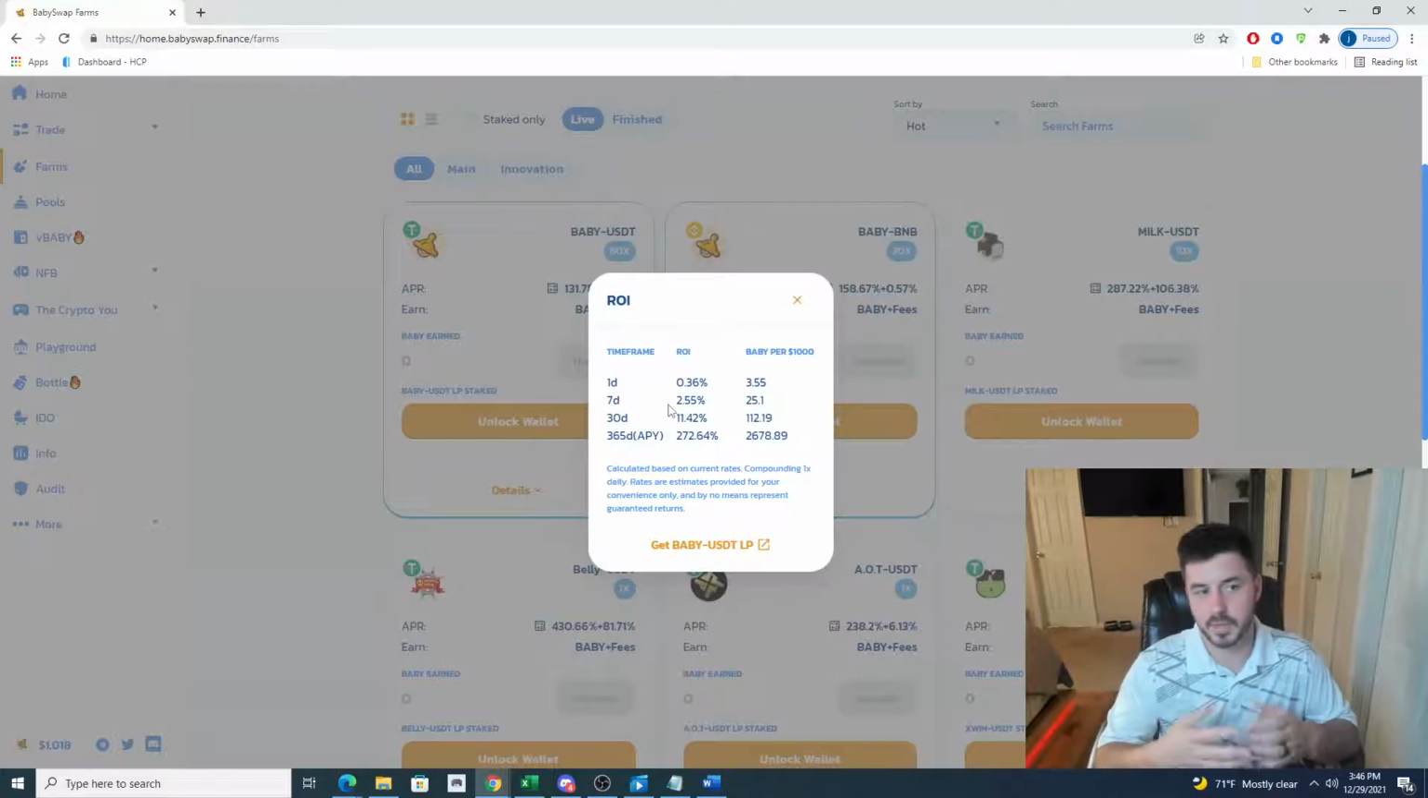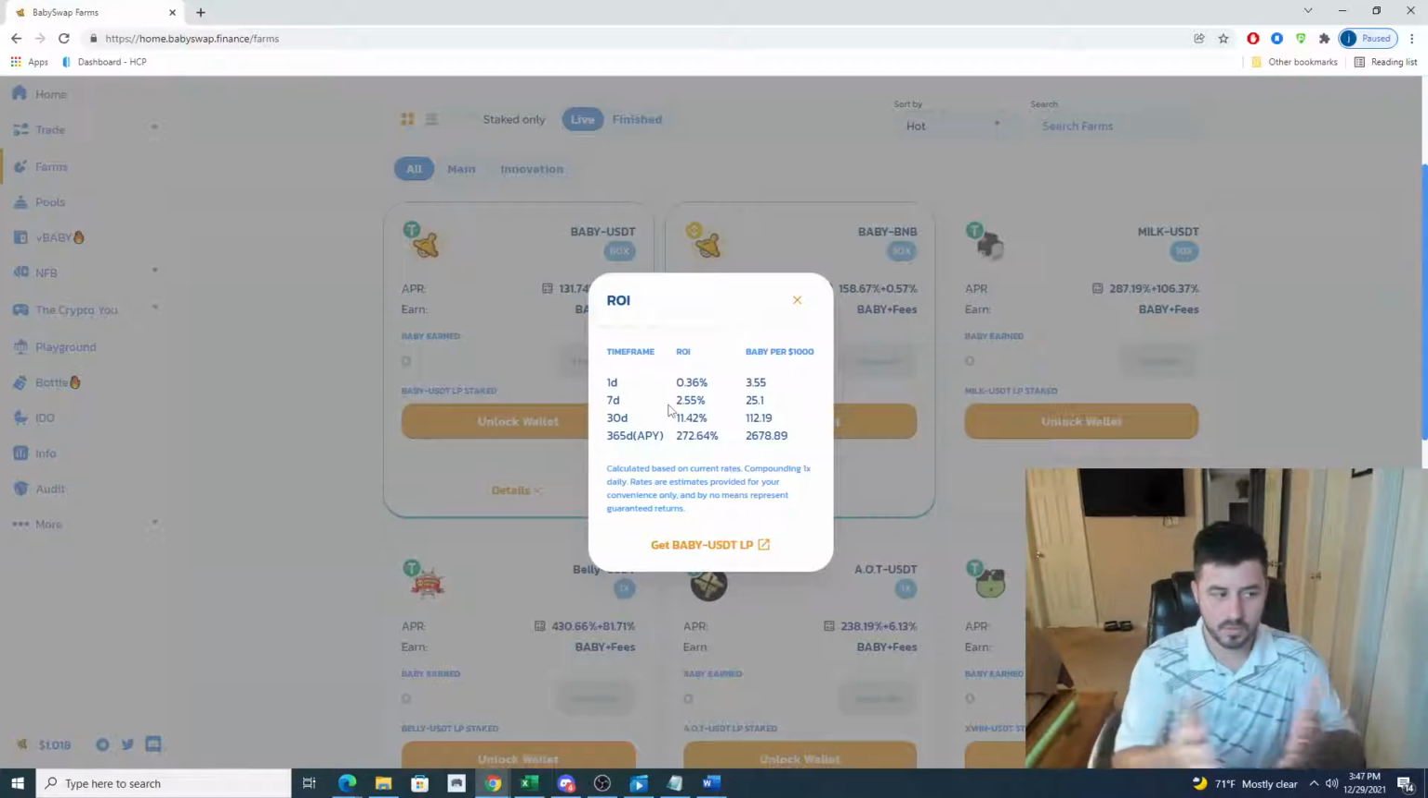But the main thing to understand with what this farm is, it's a place for people to take two currencies, form a liquidity pool token, and put it into there. So not only do they earn interest from BabySwap, but they also earn part of those transaction fees.